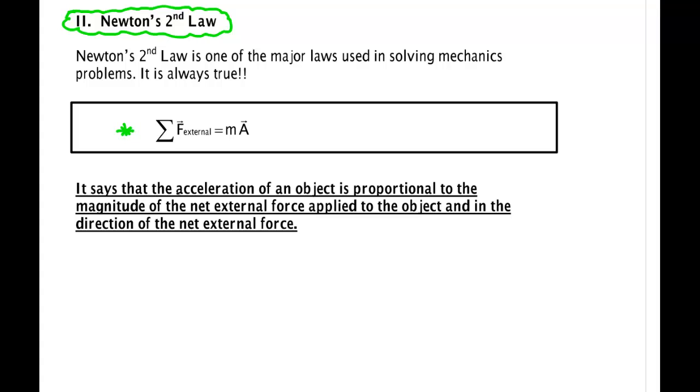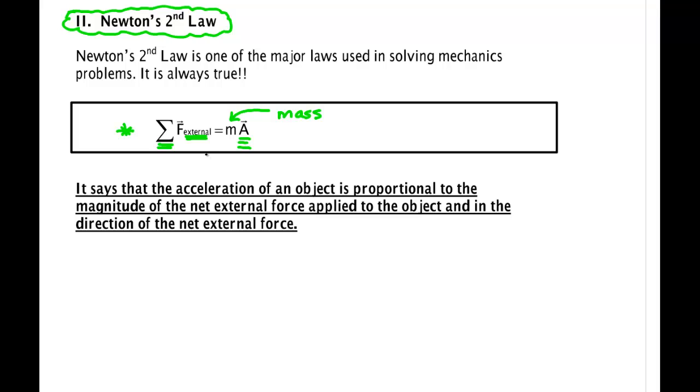It says that the acceleration of an object, A, is proportional to the net, that's what this sum means, sum of the external pushes and pulls, that is the forces, applied by some other object. So you sum up those external pushes and pulls. If you double these, you'll double the acceleration. If you triple these, you'll triple the acceleration. The proportionality constant is something called mass. Mass is a measure of inertia, the desire of an object to go in a straight line at constant speed.